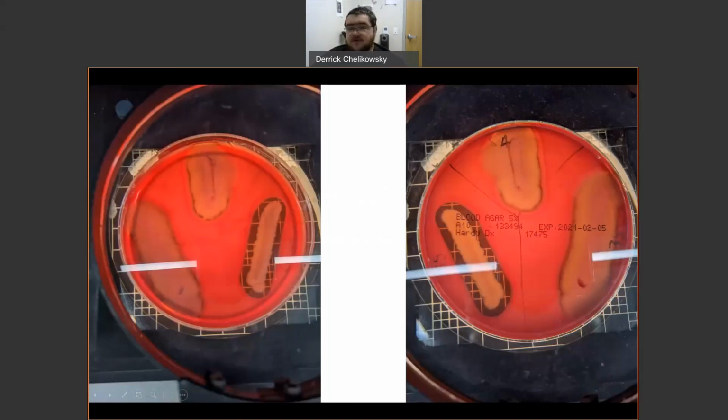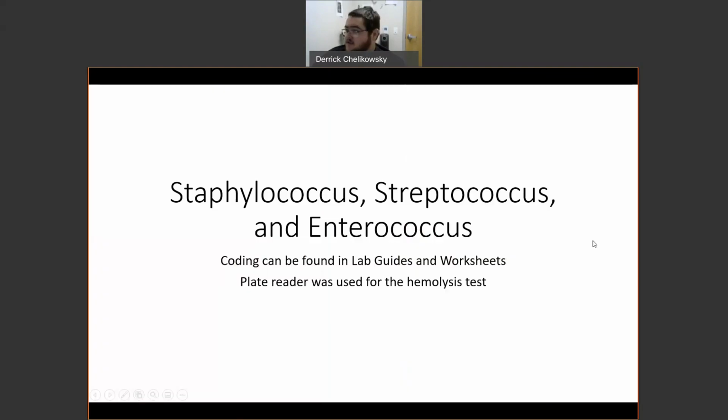So these are the results that you will have. Here's the drop page. Coding for our individual plates can be found on the lab guides and worksheets. And I do want to state the plate reader was used for the hemolysis test, except for one. There's one that it wasn't, and that's because of Enterococcus, and it's due to the nature of Enterococcus. I will explain what I mean when we get over to the Enterococcus.